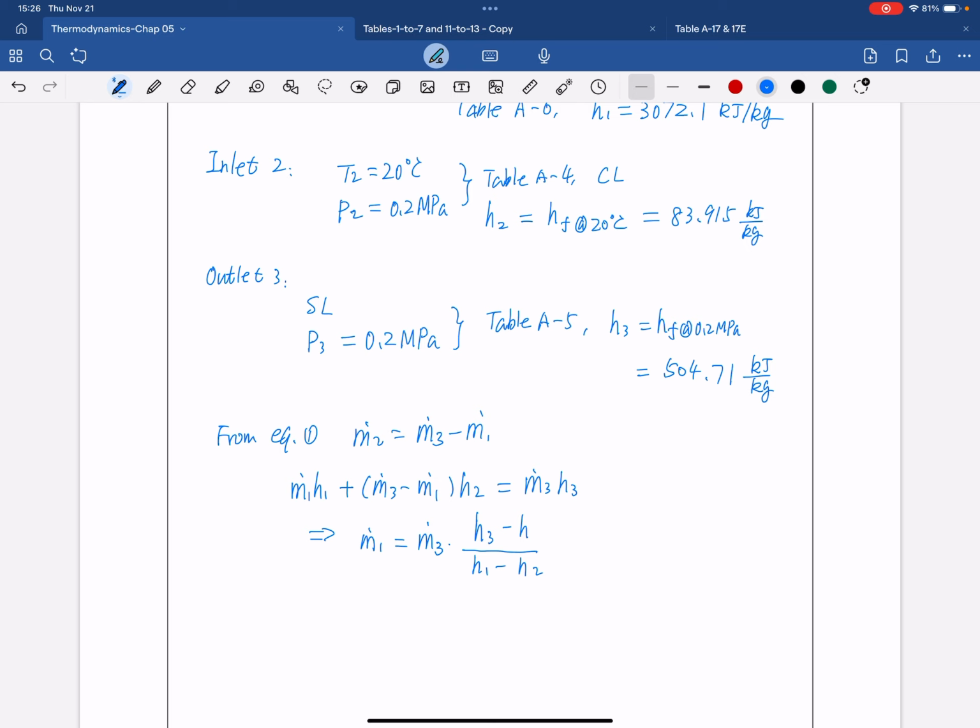Put all the numbers in. I'll skip the calculation. You put all the numbers in, and at the end we will get m1 dot equals 2.82 kilograms per second. And m2 dot equals m3 dot minus m1 dot, which equals 17.18 kilograms per second. So this is the solution to example 5.6.